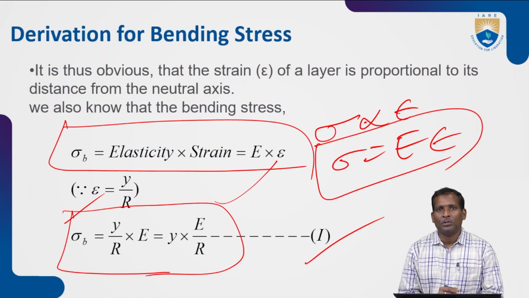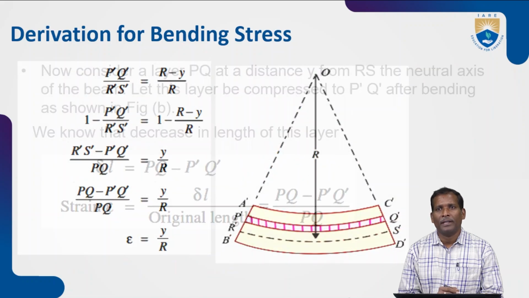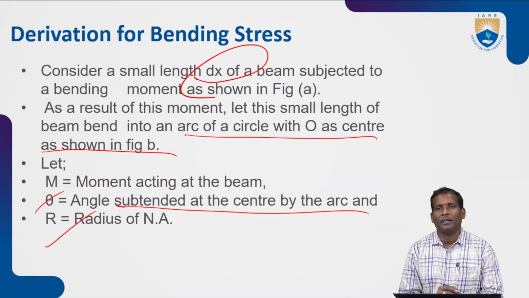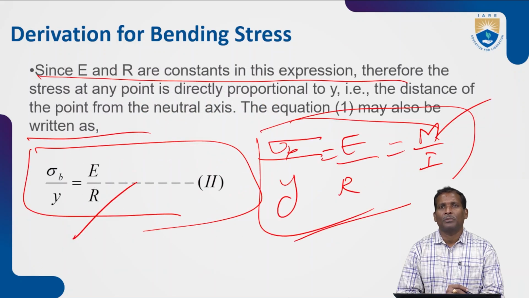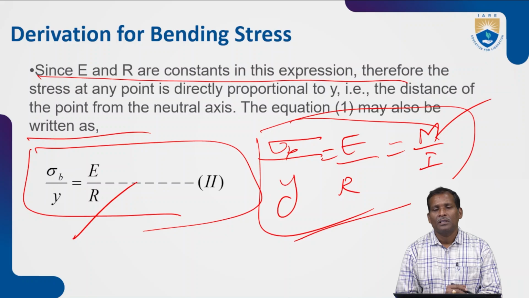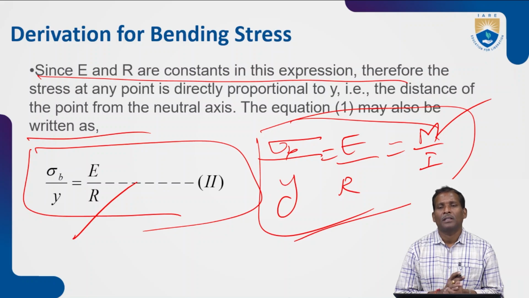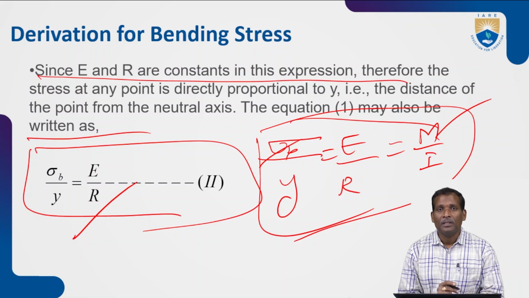So here you know the bending moment, and then according to the section you can calculate the moment of inertia. Clear? The moment acting on the beam you know, and then you can calculate the moment of inertia. You know the moment of inertia for various sections. So substitute in this equation, and you can find the bending stress. E and R are constants in these expressions, and y is the distance of the point from the neutral axis. So how to derive an equation like this?